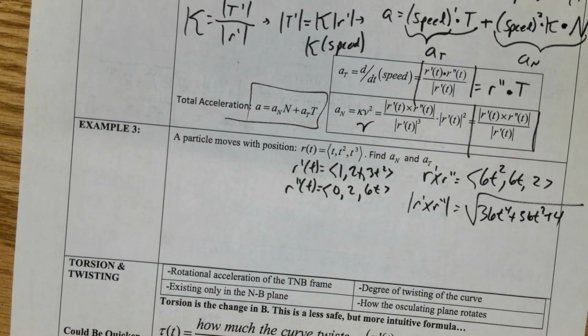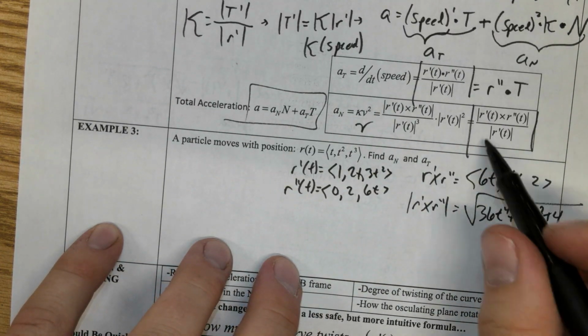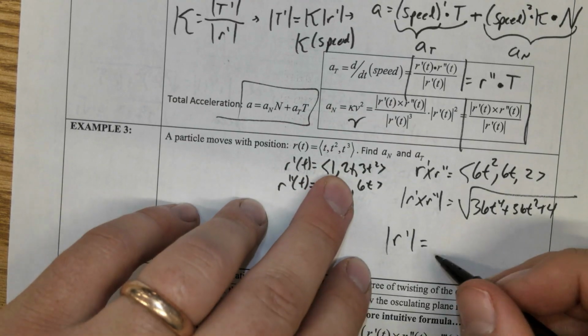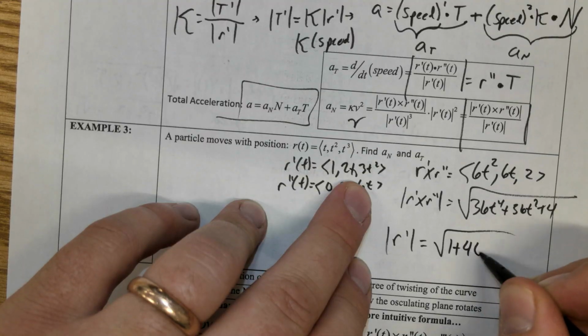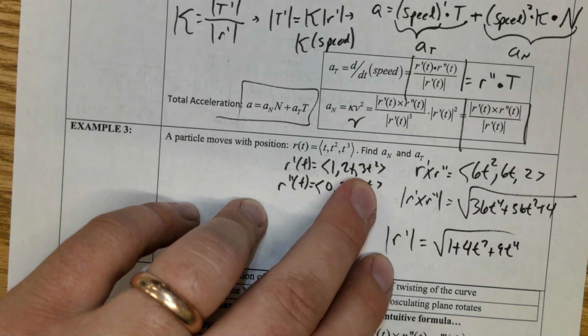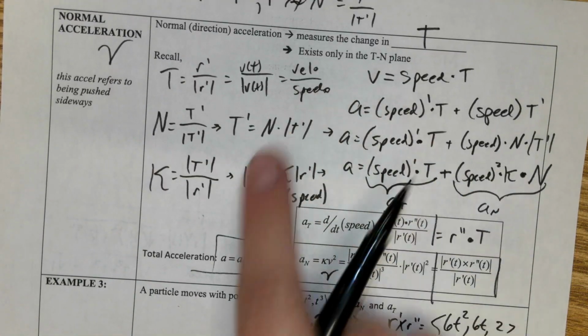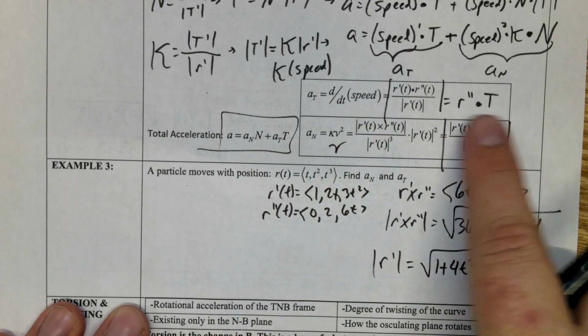Ta-da! It's not glamorous, but it's good stuff. In the same way that I need to get r prime, this magnitude, from up here. Easy peasy. Like doing these, it's just a formula problem. This is where the formula comes from. This is where the comprehension comes from.